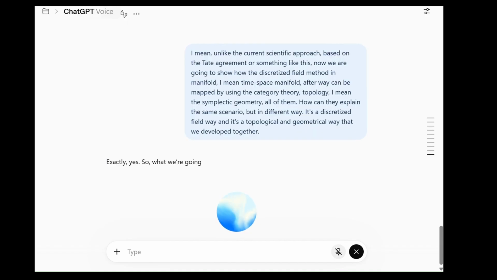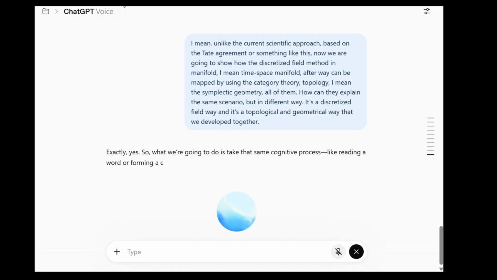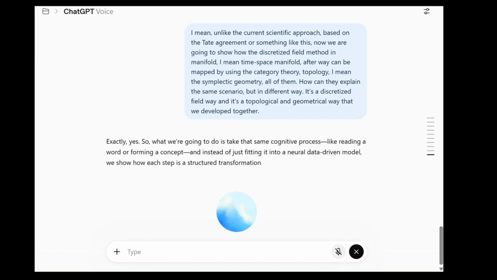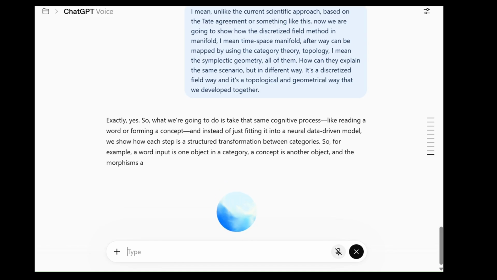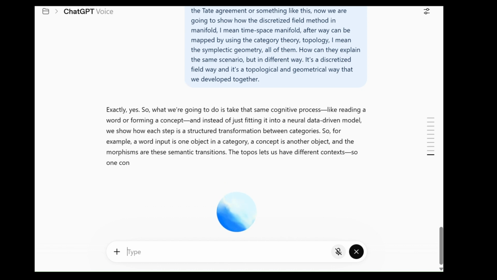Exactly, yes. So what we're going to do is take that same cognitive process, like reading a word or forming a concept, and instead of just fitting it into a neural data driven model, we show how each step is a structured transformation between categories. So, for example, a word input is one object in a category, a concept is another object, and the morphisms are these semantic transitions. The topos lets us have different contexts.